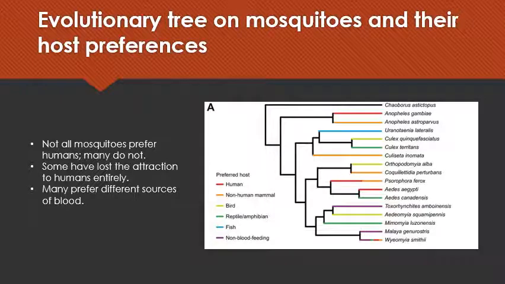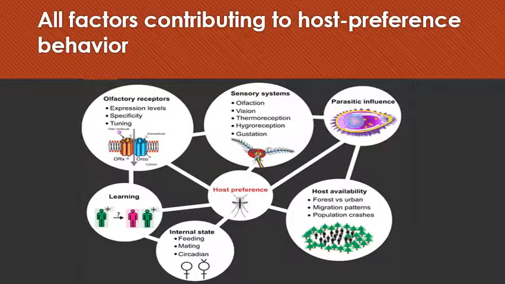Here is the evolutionary tree showing that not all mosquitoes feed on human blood. Some do not prefer human blood at all. Some may have preferred it at one time, but not anymore, as better hosts have become available. Not just one factor contributed to human preference as stated before. There were a lot of different modalities involved as well as many other influences. I will be talking more in depth about some of these as we go along.